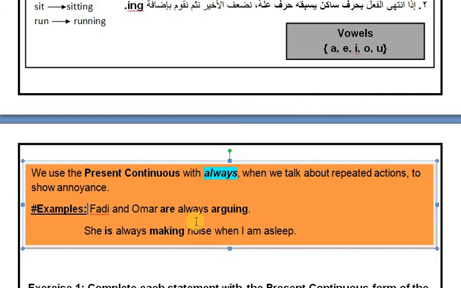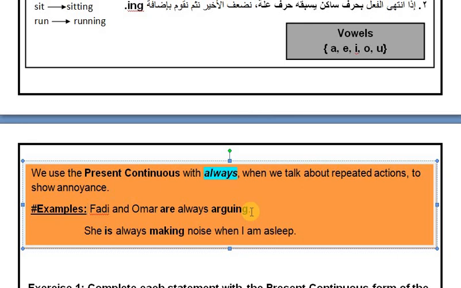Fadi and Omar are always arguing. What does that mean? Where is the subject? The subject is Fadi and Omar. Yes, of course. Singular or plural?